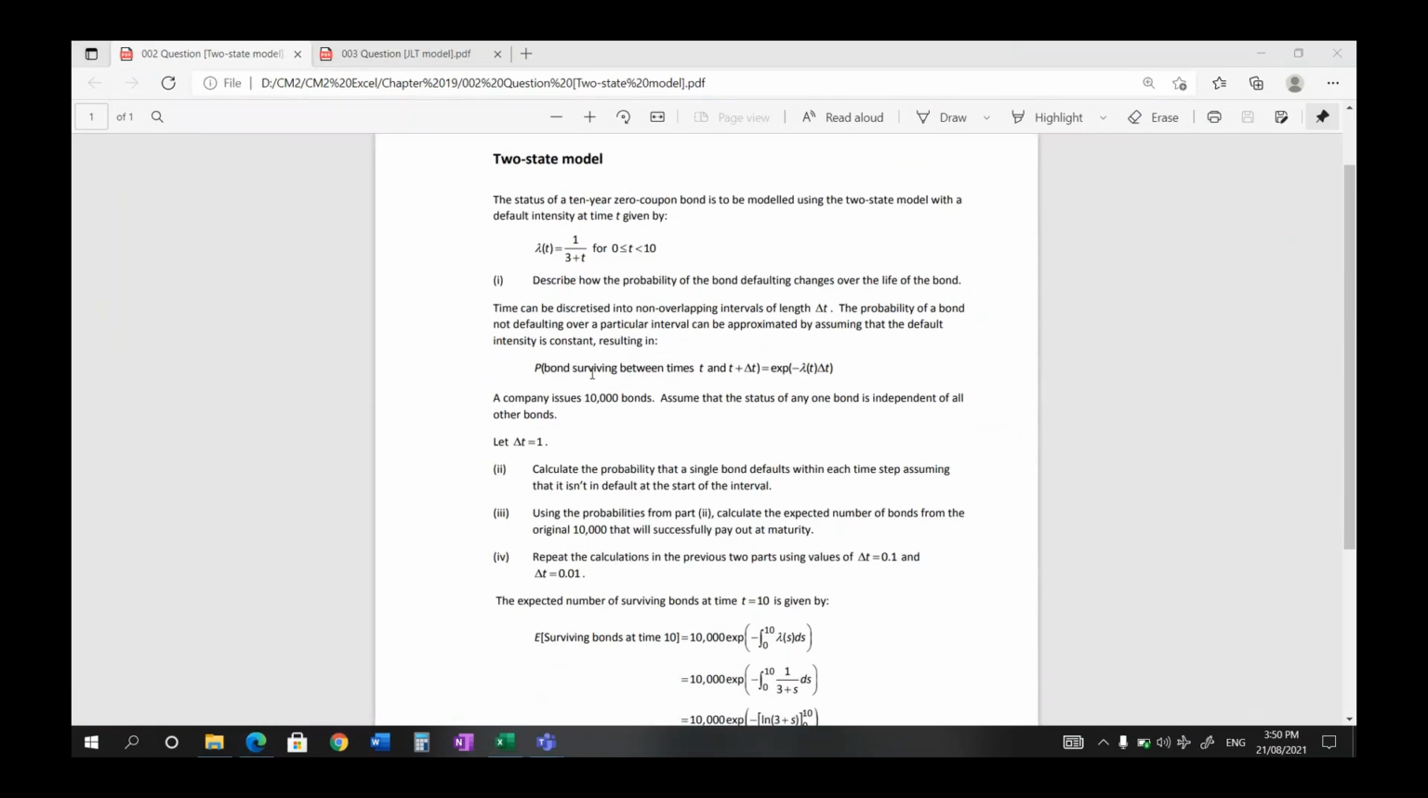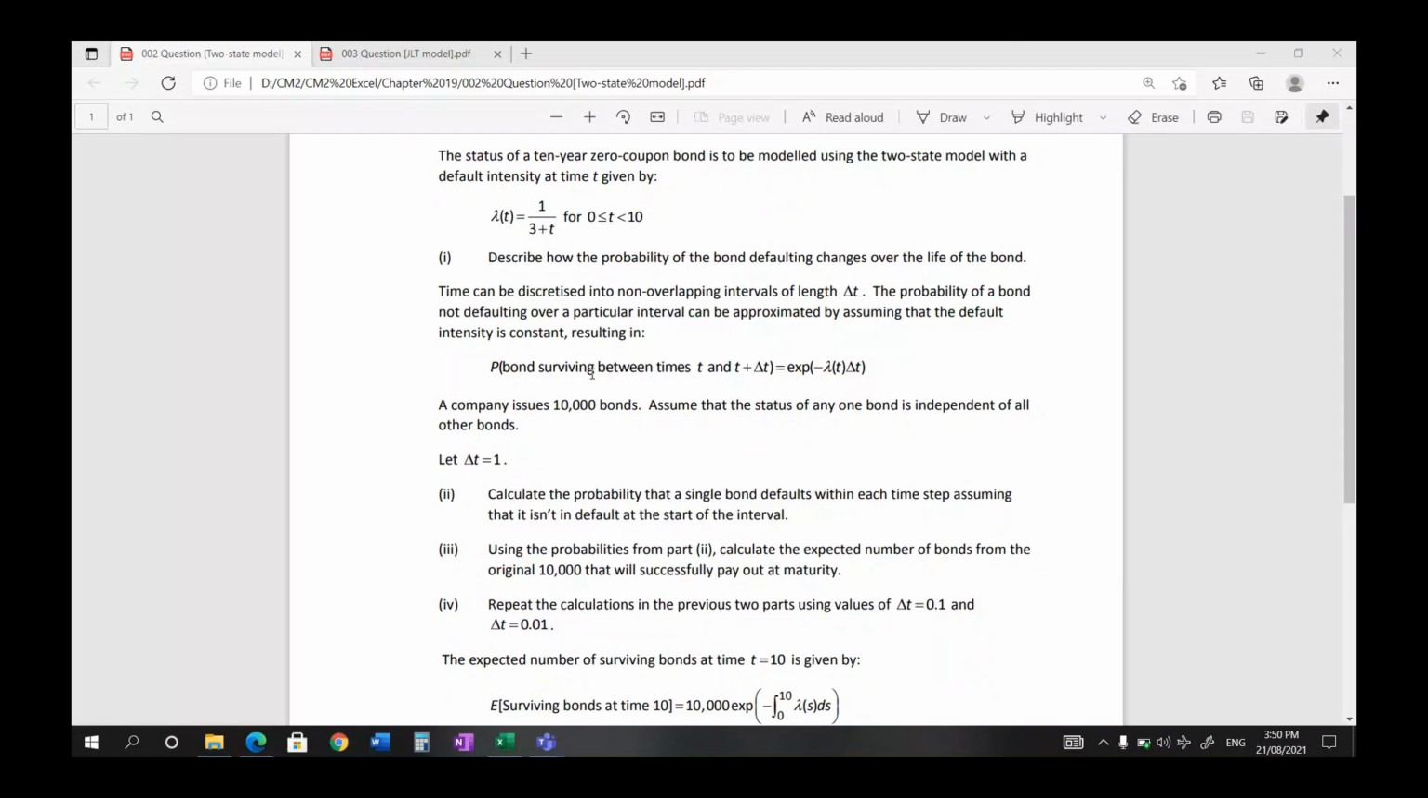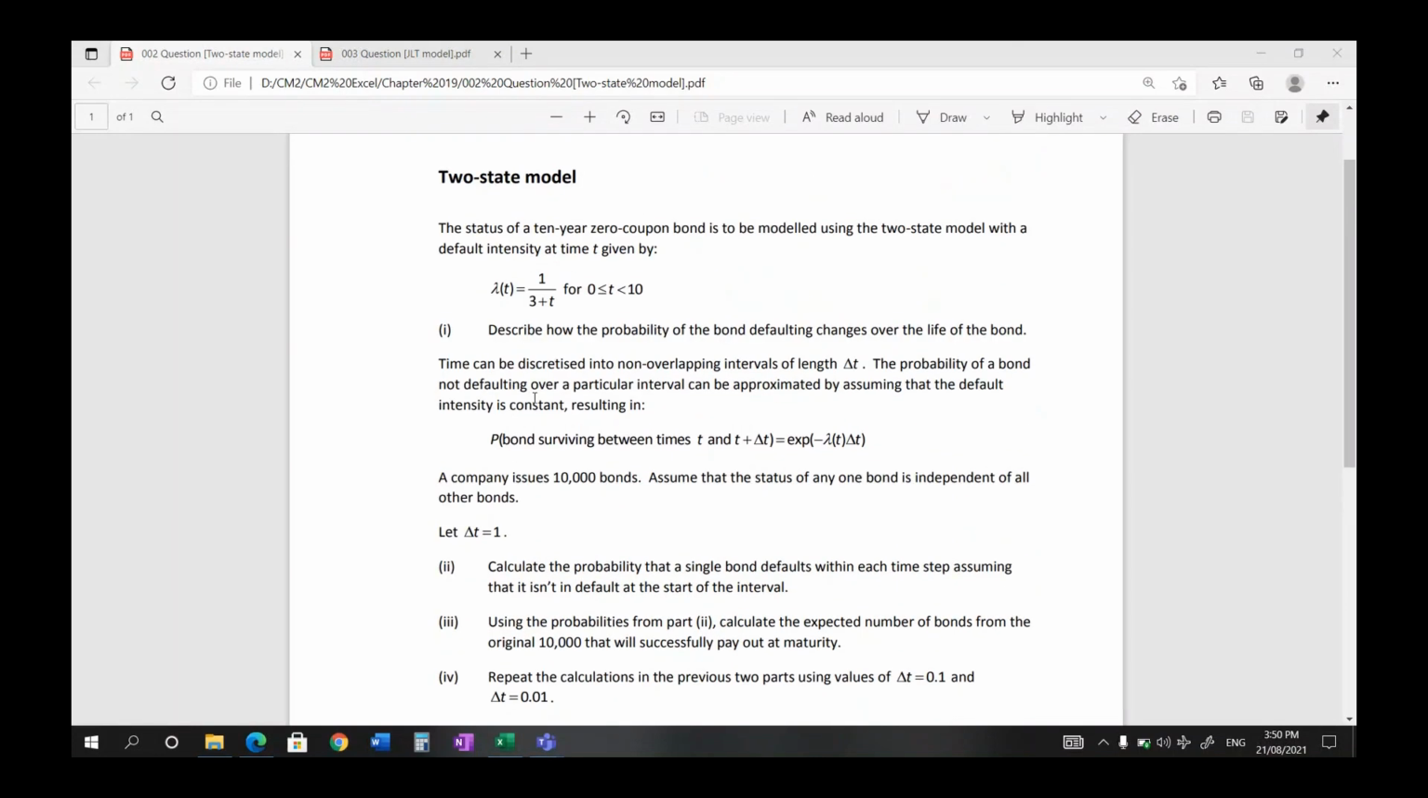Cool. Now your two-state model. Your lambda t has been given with respect to certain formulas. The status of a 10-year zero coupon bond is modeled using the two-state model with a default intensity at time t. So this is your default intensity. Lambda t is your default intensity for time 0 to 10. Describe how the probability of the bond default changes over the life of the bond.